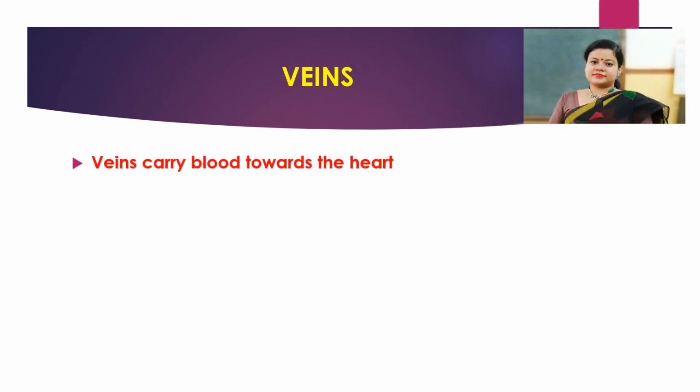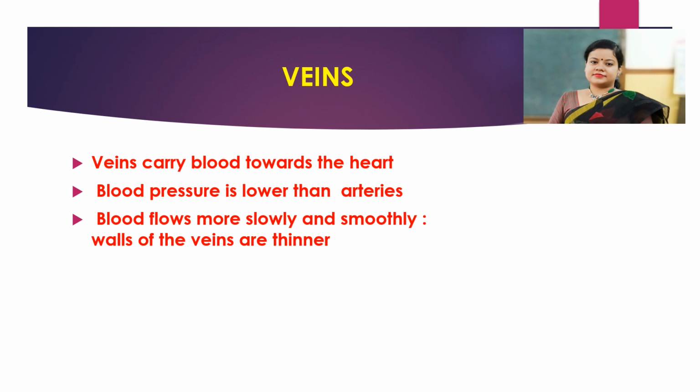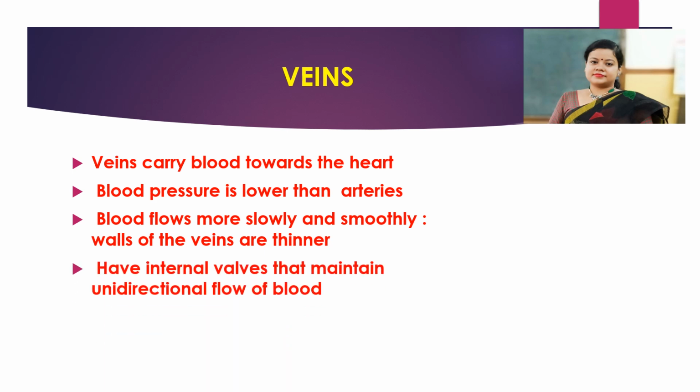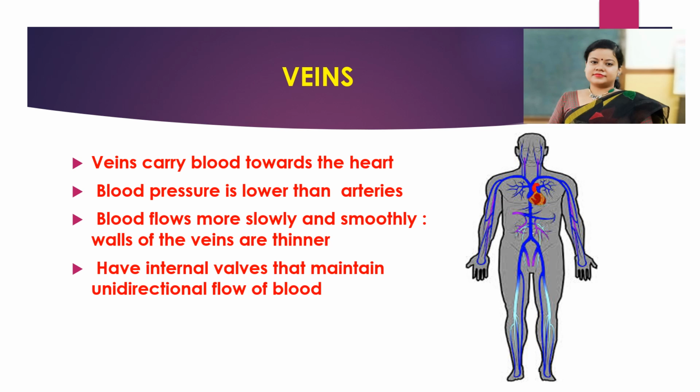Veins. Veins carry blood towards the heart. Blood pressure is lower than in arteries. Blood flows more slowly and smoothly, so the walls of the veins are thinner. They have internal valves that maintain unidirectional flow of blood. Valves are not present in arteries but present in veins. See the distribution of veins throughout the body.